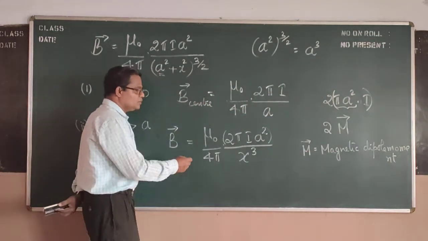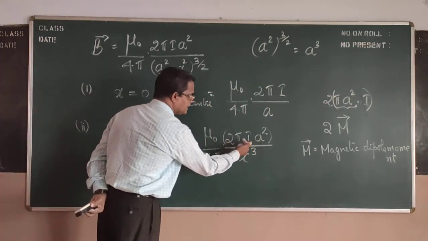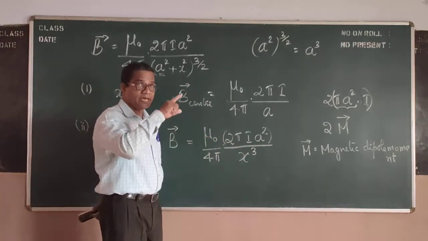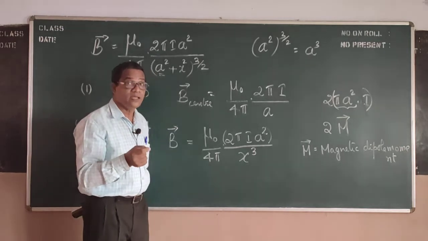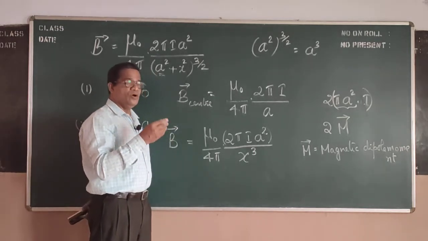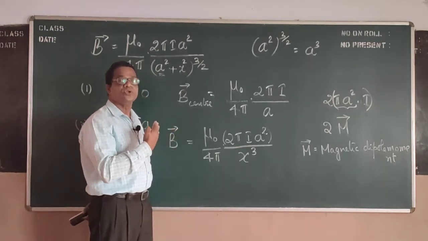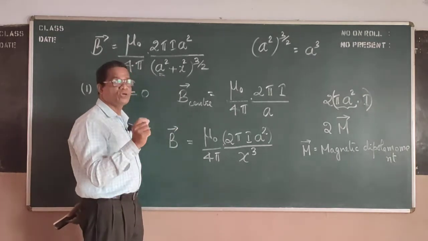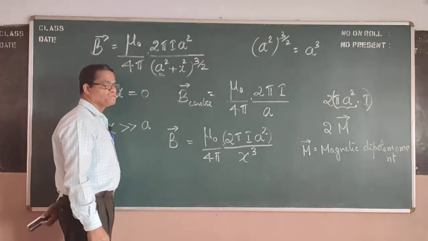So, as we are getting a quantity, magnetic dipole moment, from the derivation, that means that a circular loop carrying current is acting as a magnetic dipole with one face acting as north pole and the other face acting as south pole. This is another point to be noted. Understood?